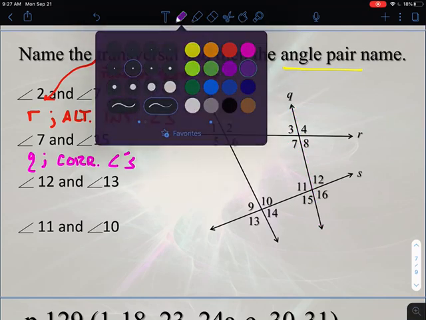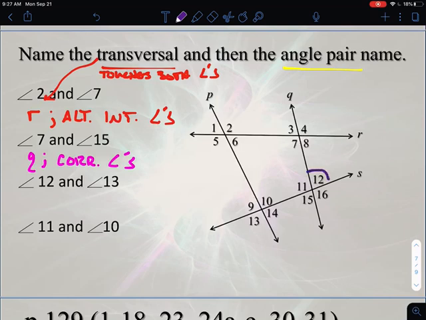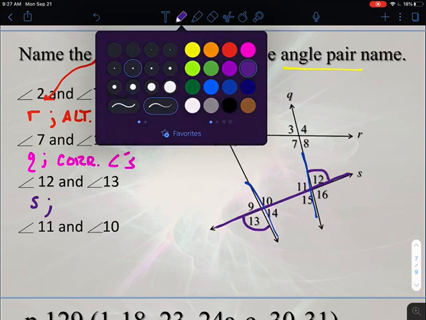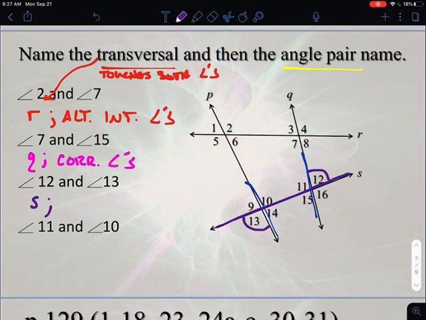Okay, if we look at the next example, angle 12 and angle 13. If we highlight 12 and 13 here, I'm looking for the line that cuts through both. The only line that touches both angles would be line S. So there's my transversal. And then that means I'm looking at these two lines being cut. The 12 and the 13 are on the outside, which means they're exterior, and then they're on opposite sides of S. So that would be your alternate exterior angles. And again, there's an abbreviation you can use for alternate exterior.